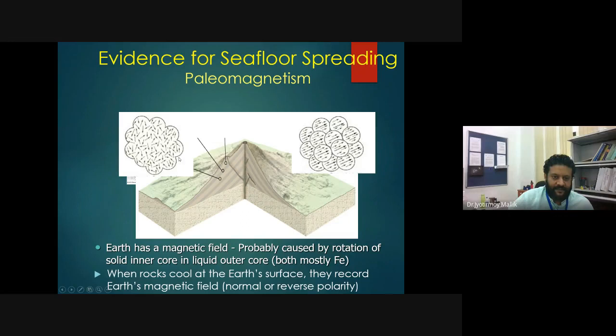while this rock is being cooled, it has all sorts of magnetic domains which are randomly oriented, okay? All the magnetic moments, my apologies, all the magnetic moments are randomly oriented. And if this particular rock, while being chilled, is under Earth's magnetic field, the magnetic moments will orient themselves according to the Earth's magnetic field, right? And because the rock gets cooled and chilled, the magnetic moments will be frozen.